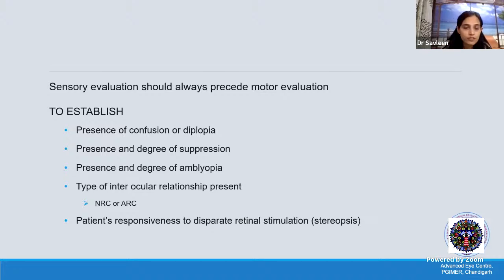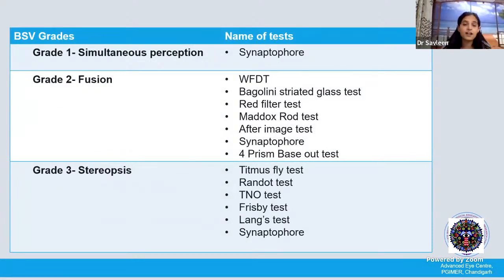So we want to establish all these concepts that I just said. We have to establish the presence of diplopia. We want to know if there is suppression, if there is amblyopia. And of course, once we have decided to do surgery in a patient, we want to establish whether the patient has anomalous retinal correspondence or not. And then last but not the least, we want to check whether they have stereopsis. There are a lot of tests for testing every grade of binocular vision. Grade 1 being simultaneous perception, grade 2 fusion, and grade 3 stereopsis, which is the highest grade of binocular vision.